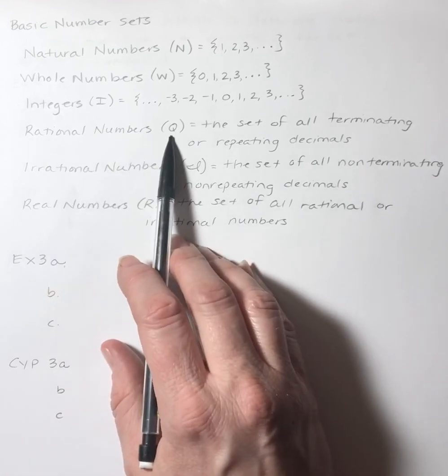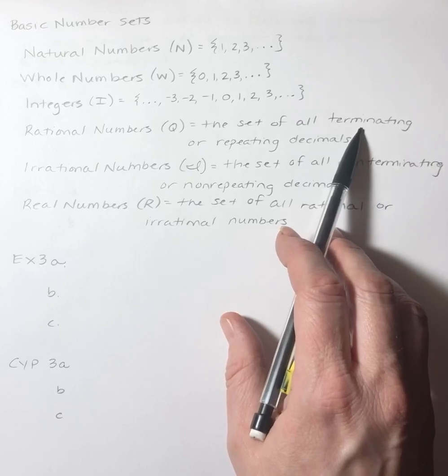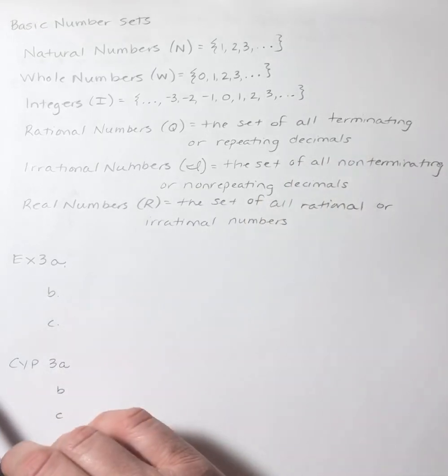Rational numbers are represented by the letter Q. This is the set of all terminating, which means they stop, terminating or repeating decimals.